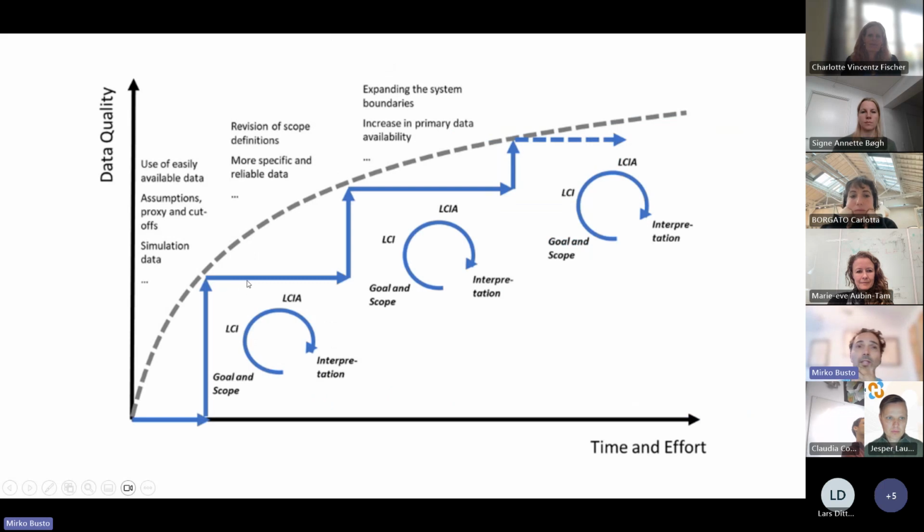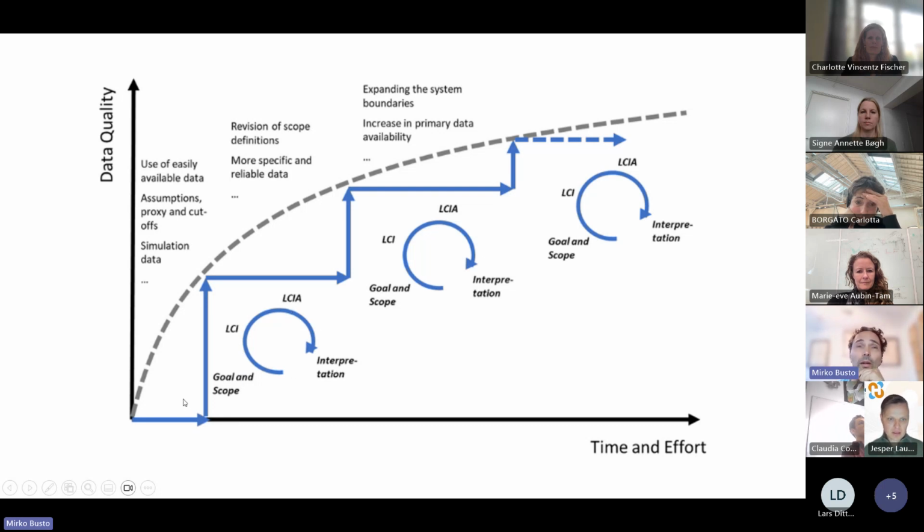What does this mean? Life cycle assessment is an iterative procedure. This means that if you see here on the X-axis, we have time effort; on the Y-axis, we have data quality. We do a number of iterations of the 4 different phases that I described: goal and scope, life cycle inventory, life cycle impact assessment, and interpretation.